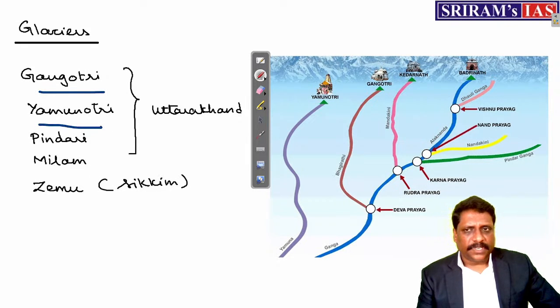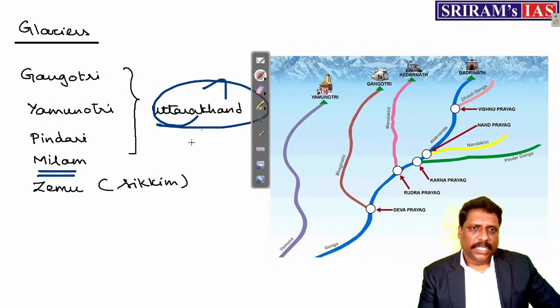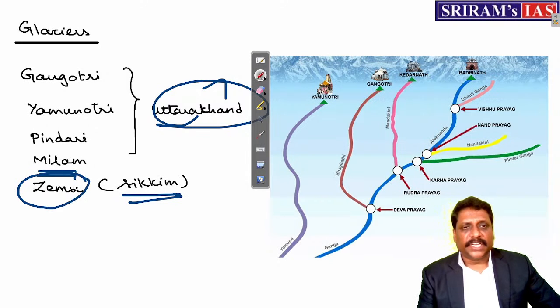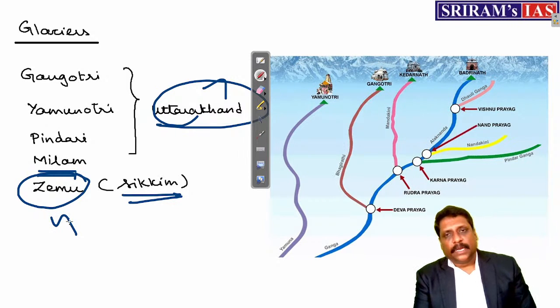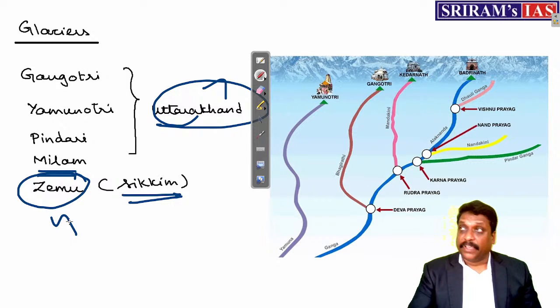Gangotri and Yamunotri you have seen. And apart from that, we do have glaciers like Pindari. Pindari is the place where exactly this Pindar Ganga originates from. Then we do have glaciers like Milam. And of course, all these are there in Uttarakhand. If I'm there in Sikkim, my dear friends, we have a glacier called a Zamu Glacier. Right? Zamu Glacier, again a very important glacier. From where river Teesta originates from.